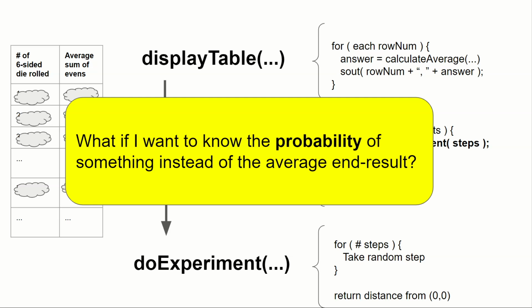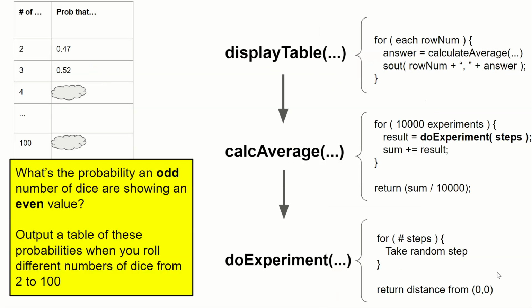Hi, everybody. Let's think about the second part of problem 0, which is using the same pattern to find the probability of something. So here was the problem. Find the probability that an odd number of dice are going to show an even value when you roll them. And then we're going to output a table of those probabilities as you roll different numbers of dice from 2 to 100. So this is a very information-dense set of sentences. There's a lot of things happening in a very few number of words.